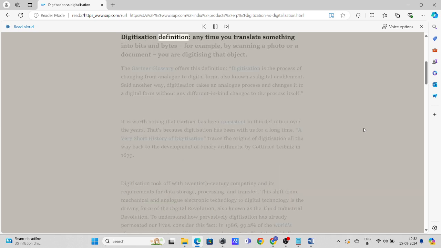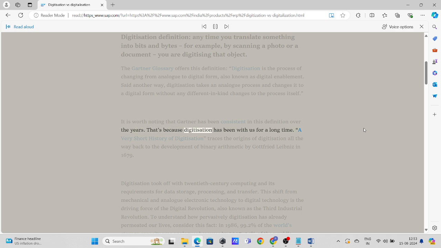Digitisation definition: anytime you translate something into bits and bytes, for example, by scanning a photo or a document, you are digitizing that object. The Gartner Glossary offers this definition. Digitization is the process of changing from analog to digital form, also known as digital enablement. Said another way, digitization takes an analog process and changes it to a digital form without any different in-kind changes to the process itself. It is worth noting that Gartner has been consistent in this definition over the years.